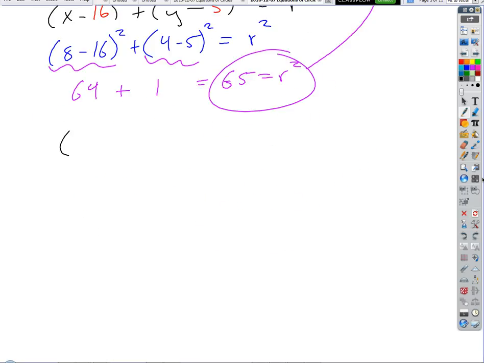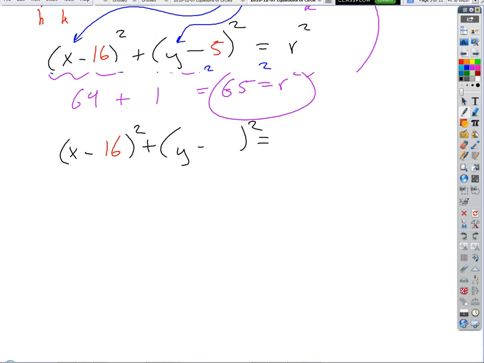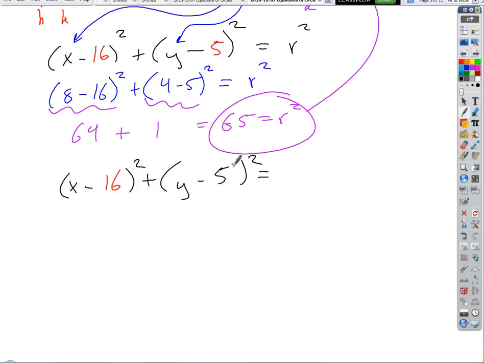So I'm going to start off with x, what? Minus 16, good. x minus 16 squared plus y minus what? 5. Equals 65. Good, because r squared equals 65. Does that make sense? Because what shows up in the standard form is r squared.